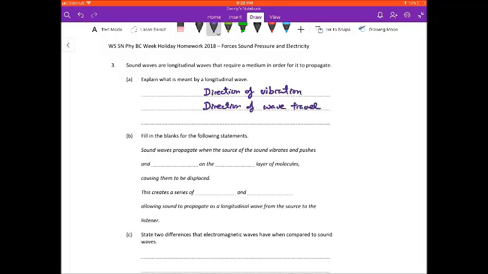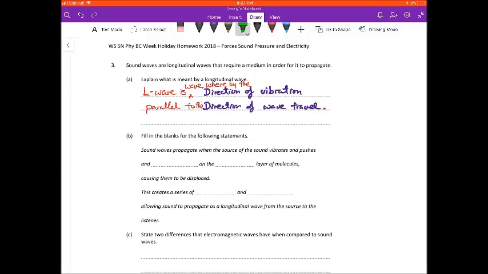Since you are talking about longitudinal wave, basically you just need to fill this in. L wave, you don't use L wave in your test. I'm just using the short form in our go through video. So your longitudinal wave basically is a wave whereby, whereby is a better word, so let me erase this, whereby the direction of vibration is parallel to the direction of wave travel. Full stop. That's it. Done.